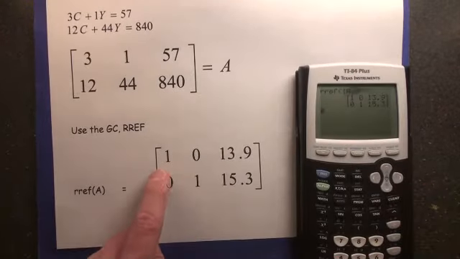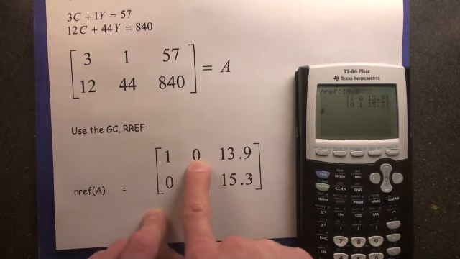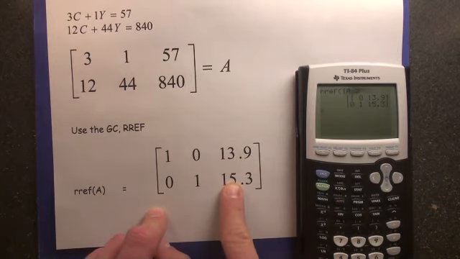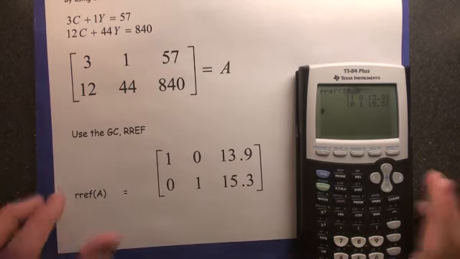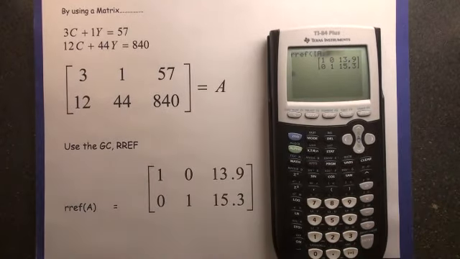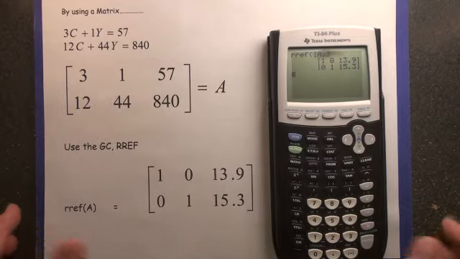You get this matrix. This is telling us that 1x plus 0y equals 13.9, so therefore x is 13.9, and 0x plus 1y equals 15.3. So we still get the same answer even if we did a matrix as well, a row reduced echelon form. There's another way to do this too by using matrix inverse, but that'll be for a different video.